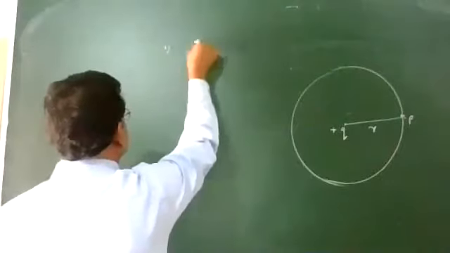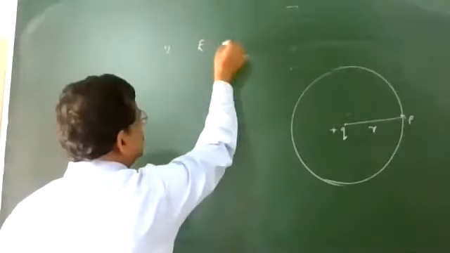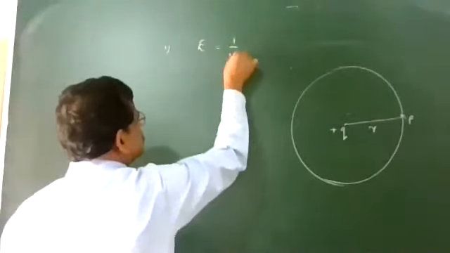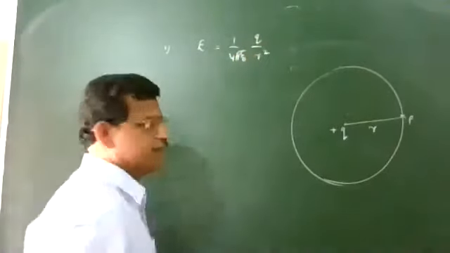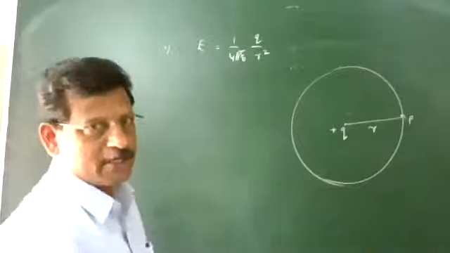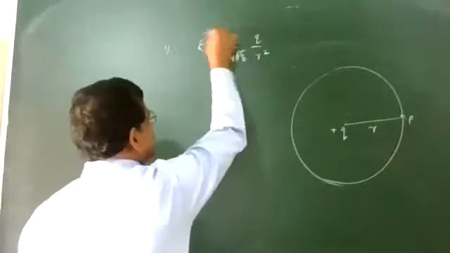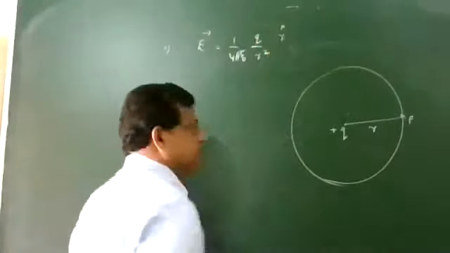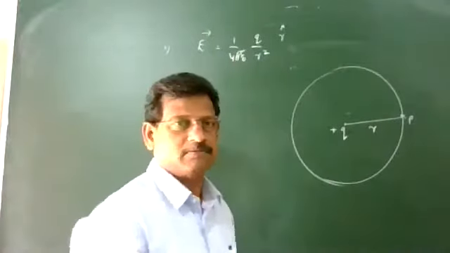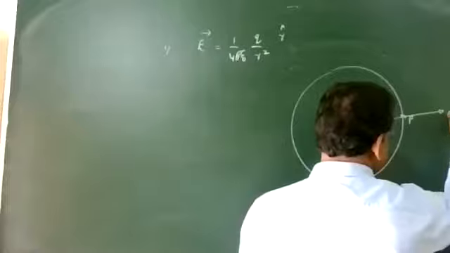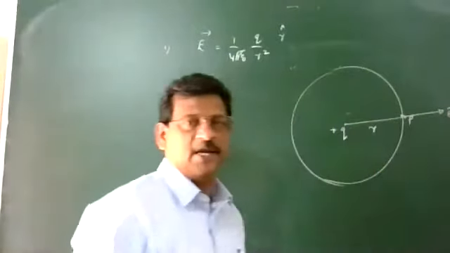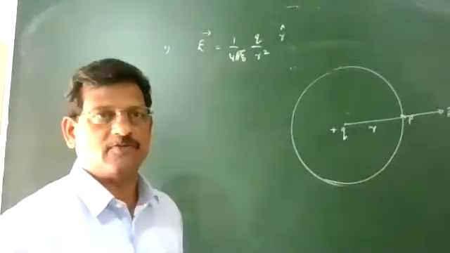Point number 1. Electric field at the point P is 1 by 4 pi epsilon 0 Q divided by r square. The direction of electric field E vector is equal to r cap. It is radially out. Electric field direction is marked as the E vector, and it points radially out. Positive charge is at the center of the sphere.